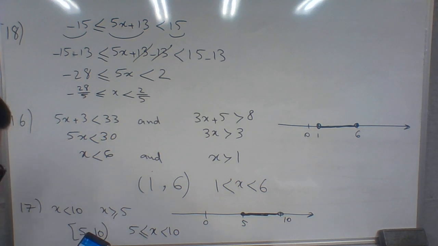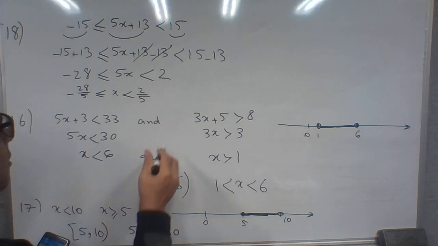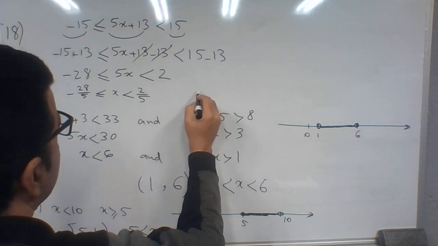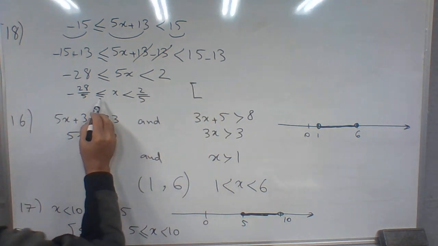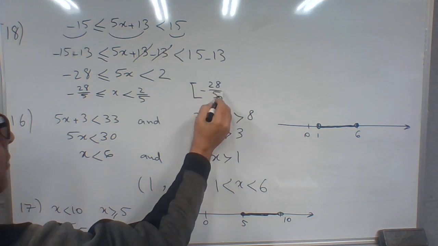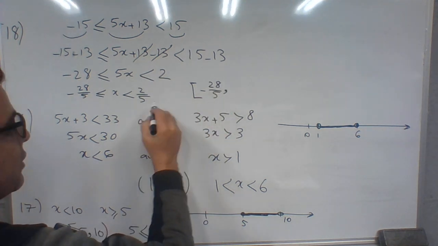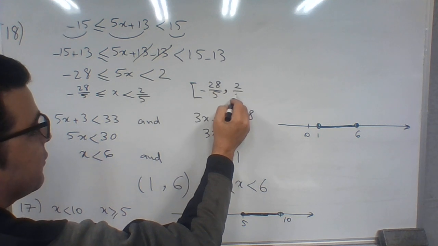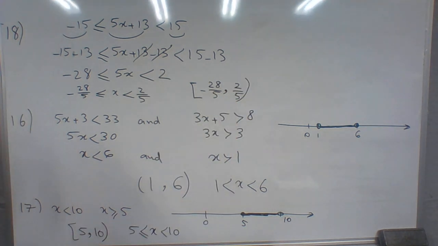And then we are asked for interval notation. So interval notation is bracket because we have equality here, minus 28 fifths, and then 2 fifths for the upper limit, so 2 fifths, parentheses, because this is not equal. Okay, so this was number 18. Let's go to number 19.